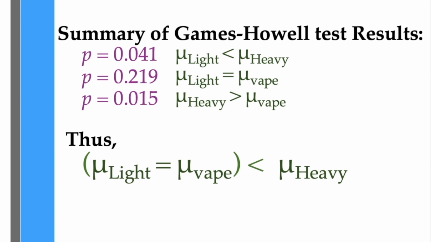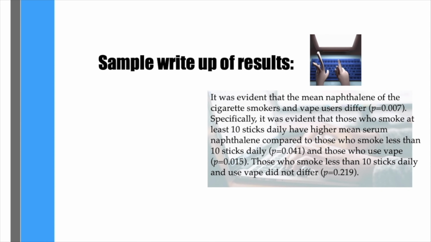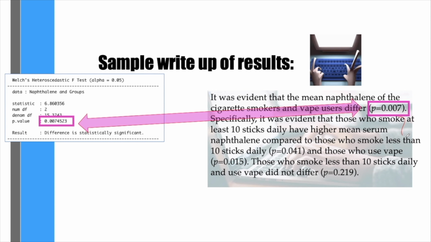So if this is your research, you may write it as: it was evident that the mean naphthalene of the cigarette smokers and vape users differ. So this is the result of the Welch ANOVA. And whatever follows are the results of the post hoc. Specifically, it was evident that those who smoke at least 10 sticks daily have higher mean serum naphthalene compared to those who smoke less than 10 sticks daily. So this is the comparison of the heavy and light cigarette smokers.